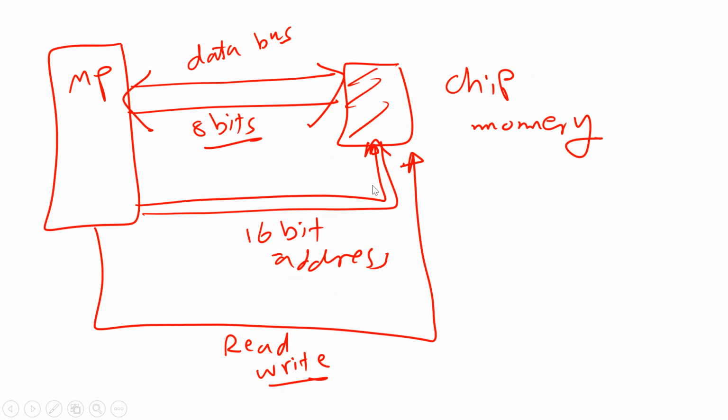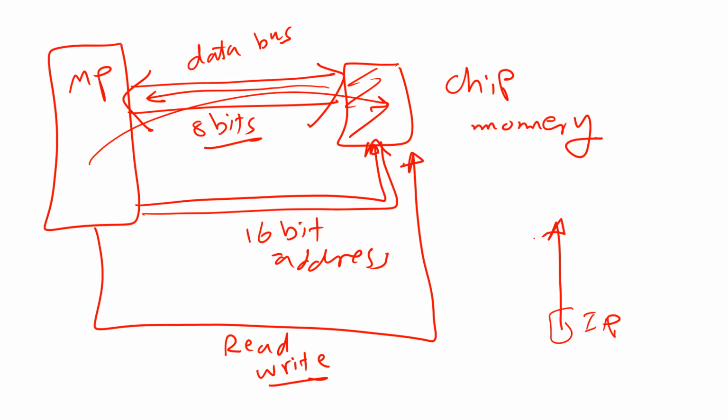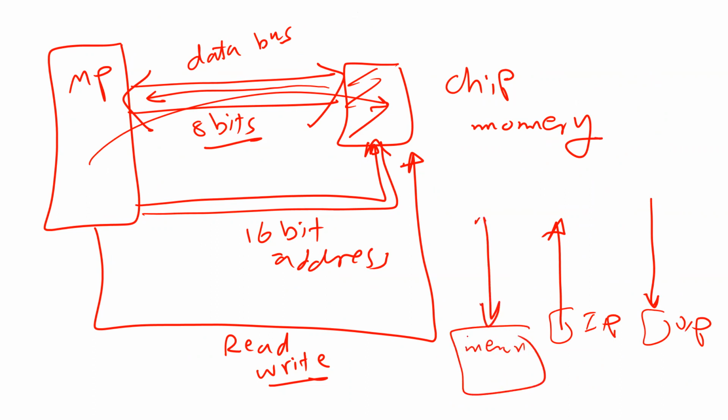Also, we have the address bus. Look at the direction of this arrow. This is bidirectional. You know why? Because I can read, so data can come this way, or I can write. This is different from an input-output device. An input device has to send data to the processor. An output device has to take data from the processor. But for memory, you may send or you may receive. When you send data to memory, we call it a write operation.